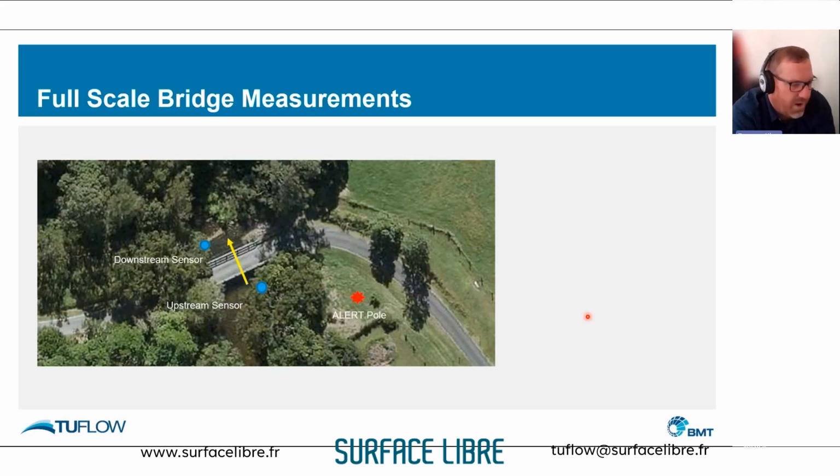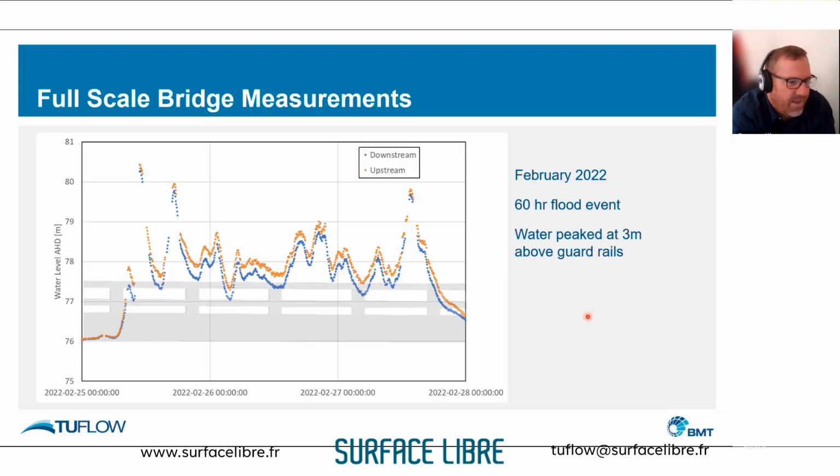It was also well censored. Upstream and downstream water levels were installed in 2021. These were calibrated, and then the data was made available to the TUFLOW team and the Department of Main Roads, who we were doing this work with. And quite fortuitously, in February 2022, we got quite a nice flood event. Upstream went on for about 60 hours.